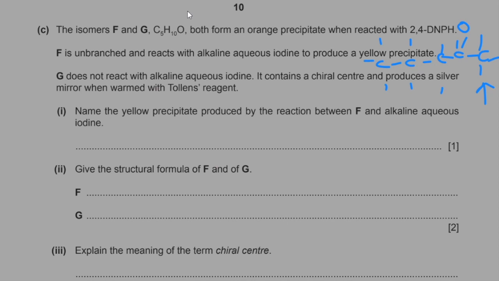Right. G does not react with alkaline aqueous iodine. It contains a chiral center and produces a silver mirror when warmed with Tollens' reagent, meaning G is an aldehyde. So we can draw that over here, an aldehyde, and it has a chiral center. It does not react with aqueous alkaline iodine.